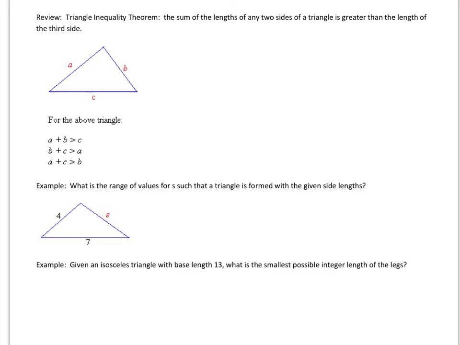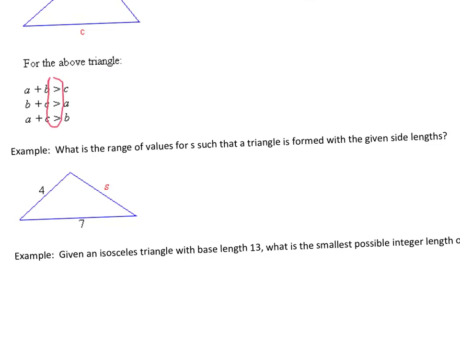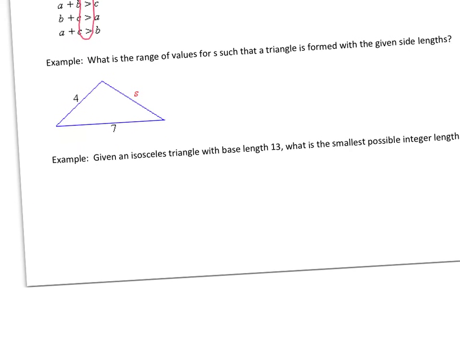Lesson 7.1, Triangle Inequality Theorem Review. If you remember, the sum of the lengths of any two sides of a triangle is greater than the length of the third side. That must be true. We're going to apply this to right triangles in a moment, but let's review this first. Again, the sum of any two sides must be greater than the third side for it to work.